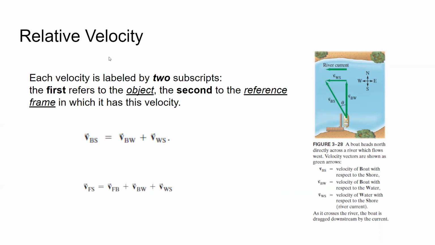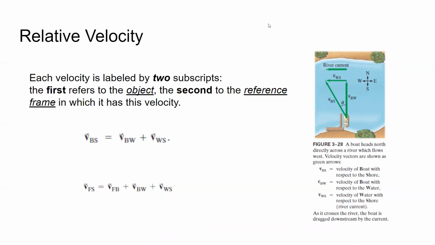So similarly, if we have two objects not moving in the same line, we are going to use vector addition or resolution of vectors. That's why this is an application. So each velocity is labeled by two subscripts. The first refers to the object and the second to the reference frame.